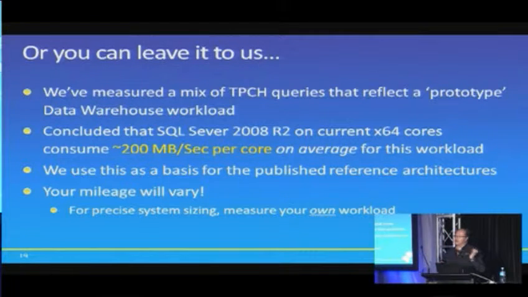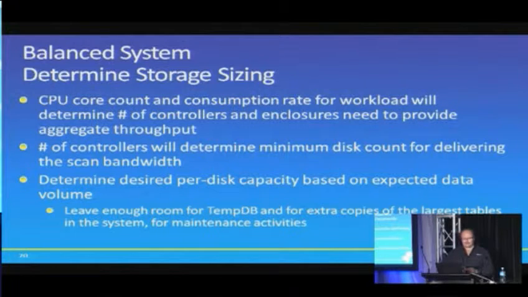So keep thinking, left side, right side. What do you like? Probably the cores are the right side, the end. Well, that's your left side. So 200 megabytes per core is kind of the expectation. So we do use that as the basis of our published reference architecture. This is the start of all the calculations. So keep that in mind.